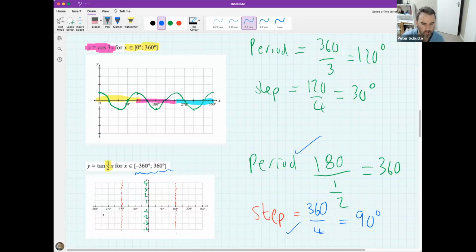These blue dots. So minus 360, 0; minus 270, 1; minus 180, 0; minus 90, minus 1. Then it's 0, 0. And it's 90, 1. Then it's 270, minus 1. And then it's 360, 0. So you've got all these dots.